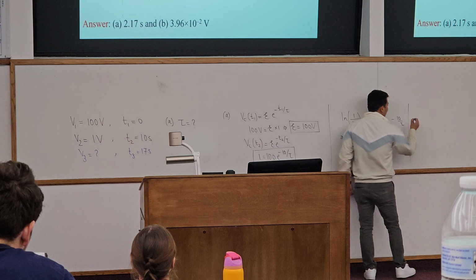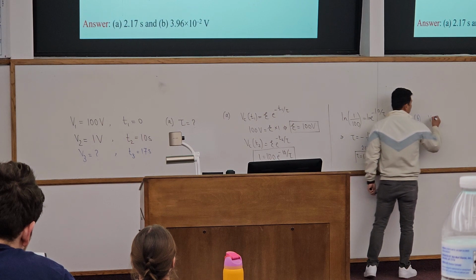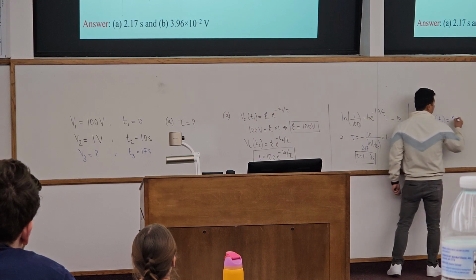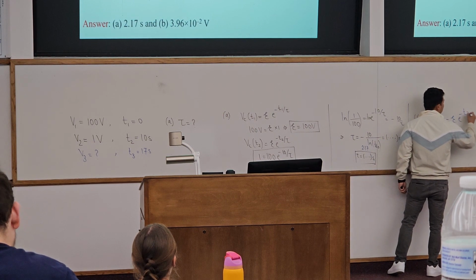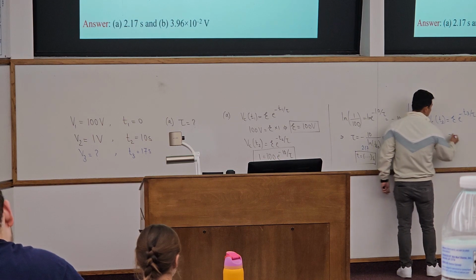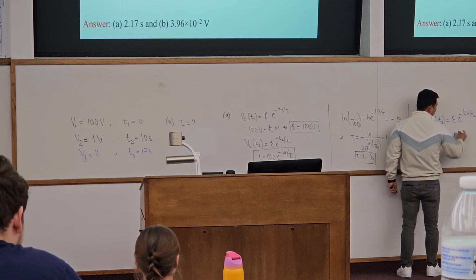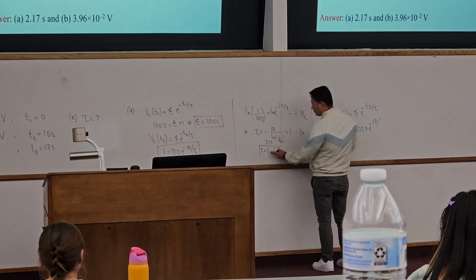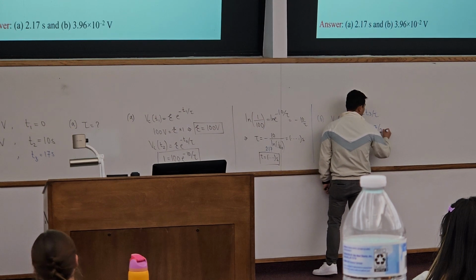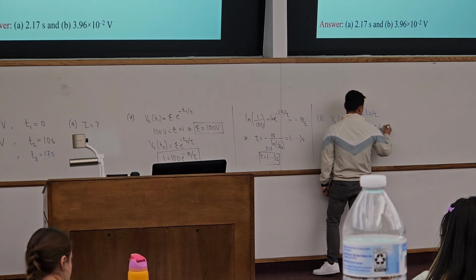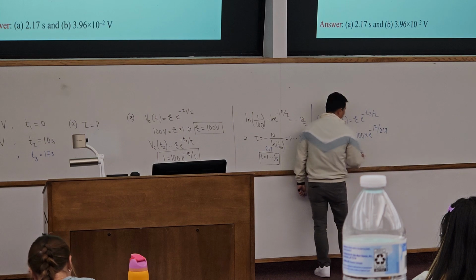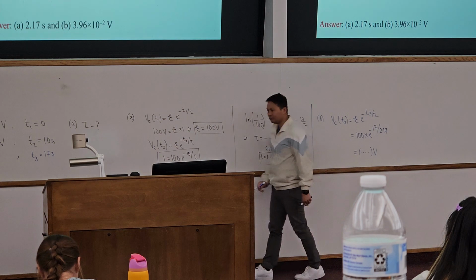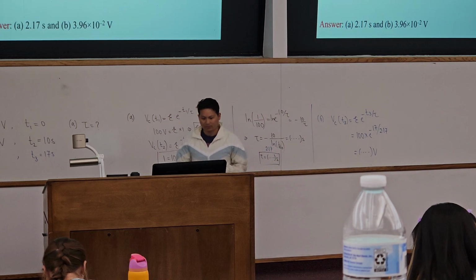So I need to find the potential. Again, use the same formula. V_C at time T3 equals A e to the minus T3 divided by tau. Just use that value. You have A as 100 volt, T3 is 17, and tau value from here you got 2.17, and whatever number you get, that will be the potential in volt.